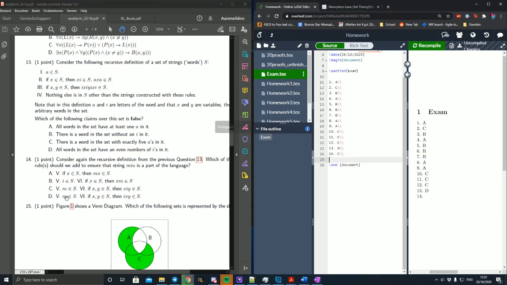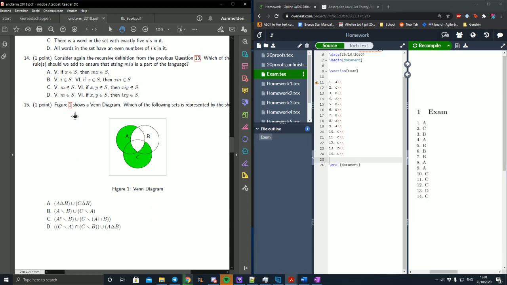And then for the last one, M is in a set. If they're in a set, then IXY is in a set. Well, we don't want IXY or IMAM. We want MIA, where the I is in the middle, not on the left. So it will be C.